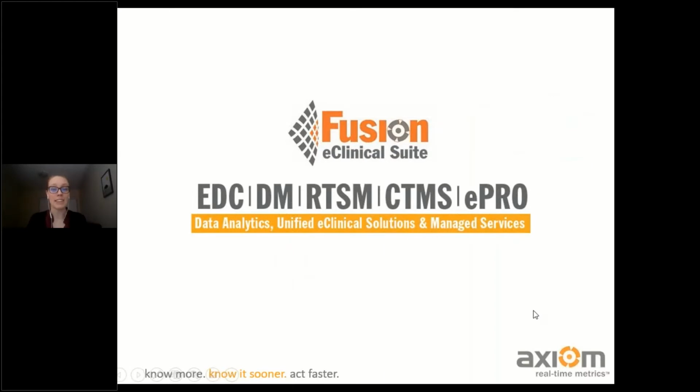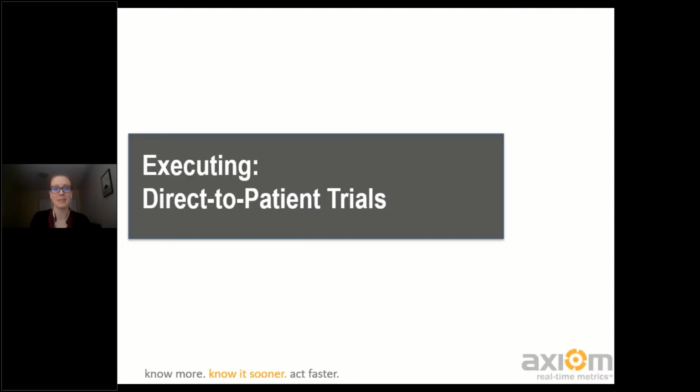So a little bit about Axiom as well. We do have our proprietary software, our Fusion eClinical suite. And of course, we started out on the EDC and data management and randomization and continued with the inventory management, adding in CTMS and all of the ePro related activities. Some of those we'll touch on today as well.